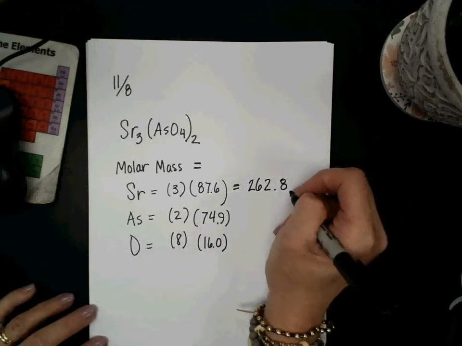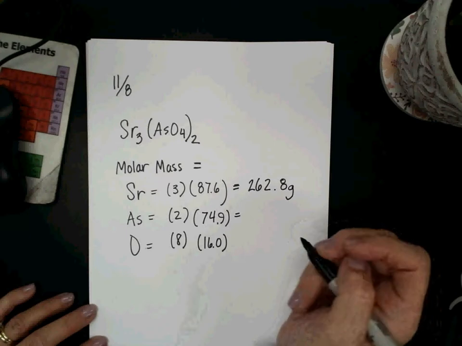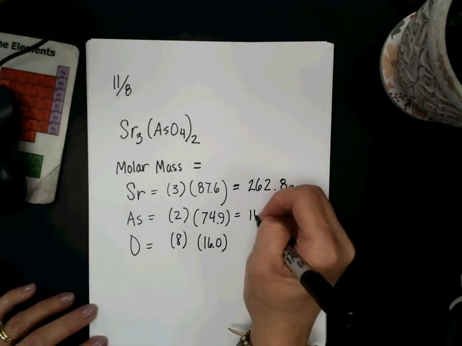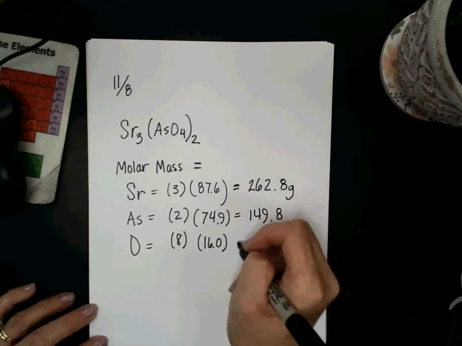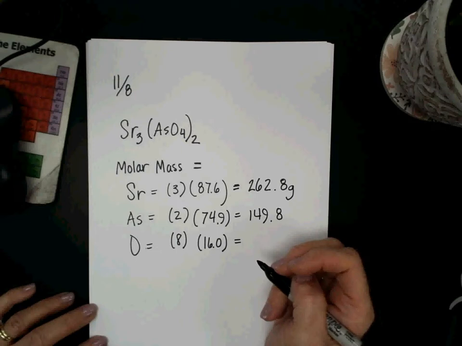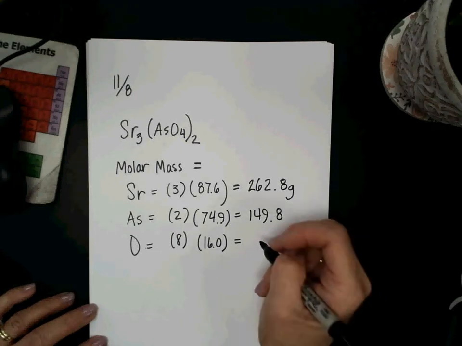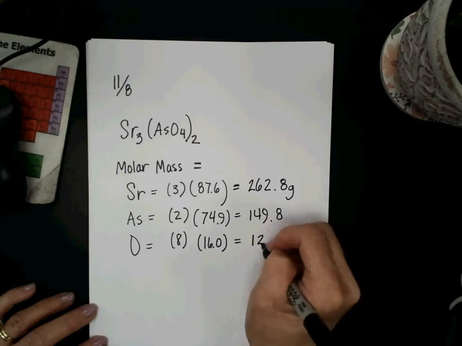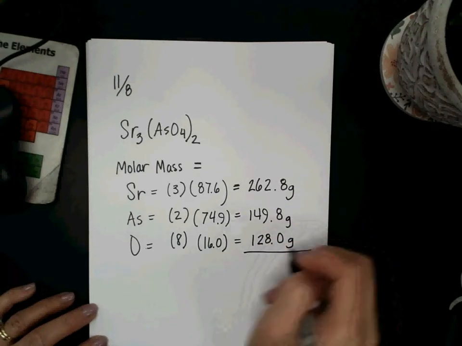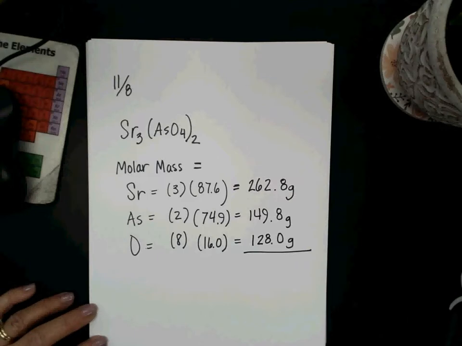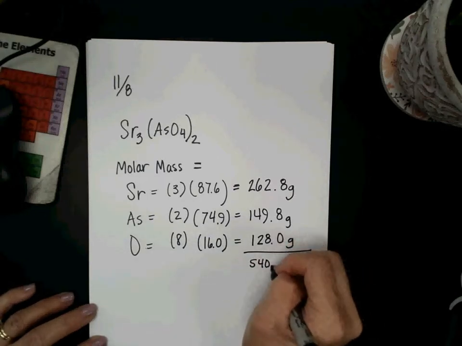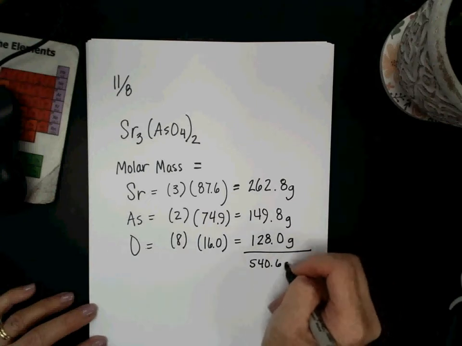All right, Brooke, what'd you get for arsenic? 149.8. Okay. Kyle, what'd you get for oxygen? 128. One what? 120. Okay. And all of these, of course, would be grams. Then when you added them all together, Tayden, since you did it all together, what'd you get? 540.6. 540.6 grams per mole.